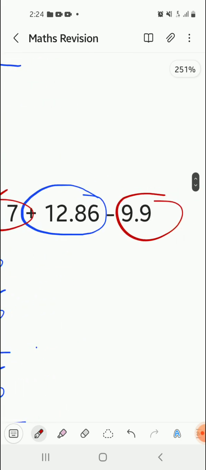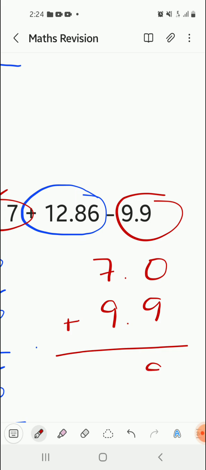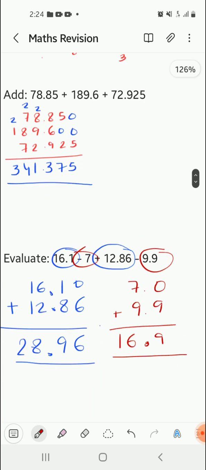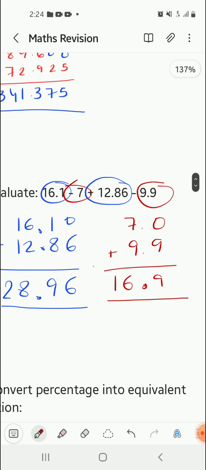So we'll add the negative numbers. 7 means 7.0, so we'll write it in this manner, and 9.9. So we have got 9 and we have got 7 plus 9, that is 16. Insert the decimal place here, so we have got 16.9. The numbers that are given in red are actually the negative numbers, and the ones in blue are the positive numbers. So we are going to subtract 16.9 from 28.96.